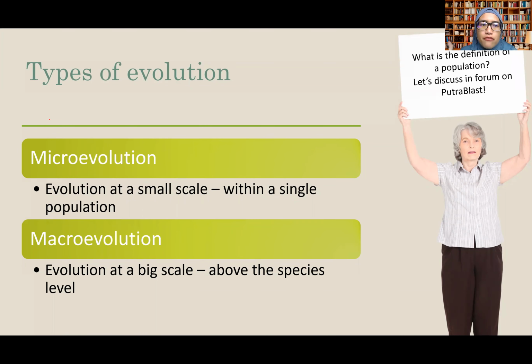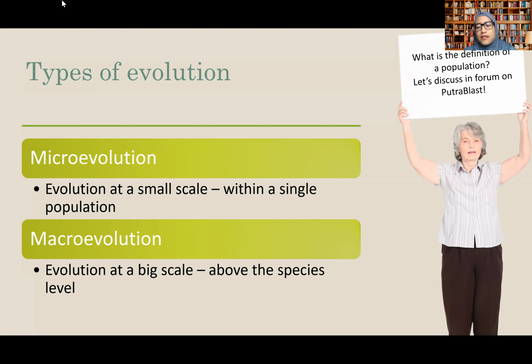So there are two types of evolution. There is microevolution, which is evolution at a small scale within a single population, and macroevolution, which is evolution at a big scale above the species level. So, what is the definition of a population? Let's discuss that in the forum. I want to know what you understand about population.